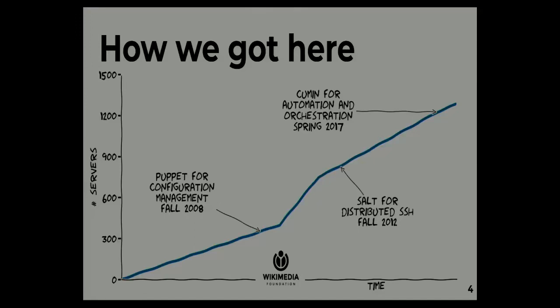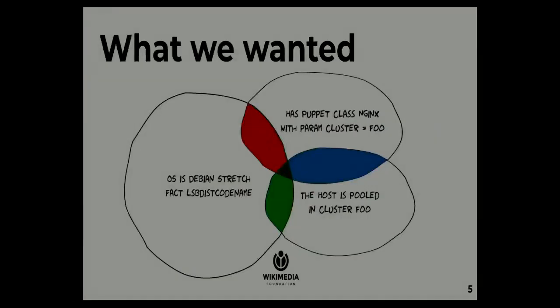And so in the end, we decided to write a new tool, Cumin, that would allow us to do all the things that the other tools didn't allow. The first thing that we wanted was to be able to target hosts in a very fine-grained and very dynamic way. We didn't want a fixed list of hosts. We didn't want anything tightly coupled with the current status, but something that was dynamically gathered.